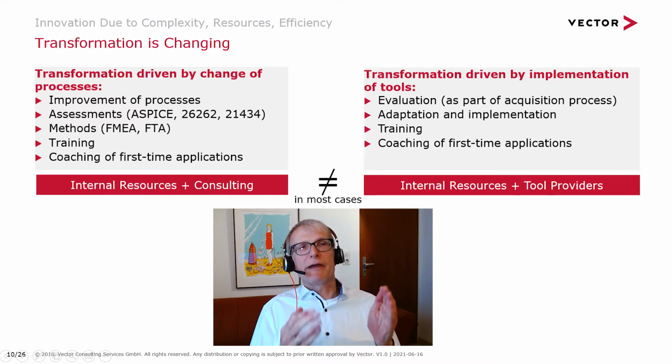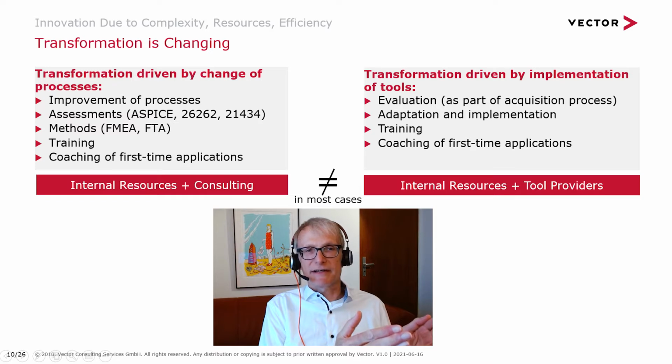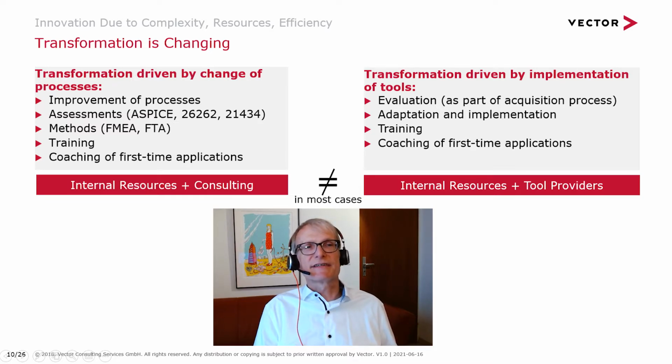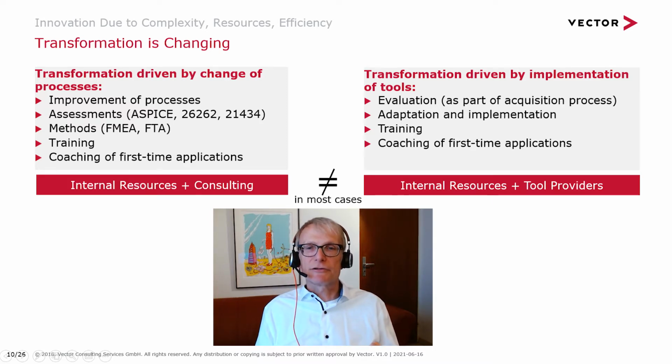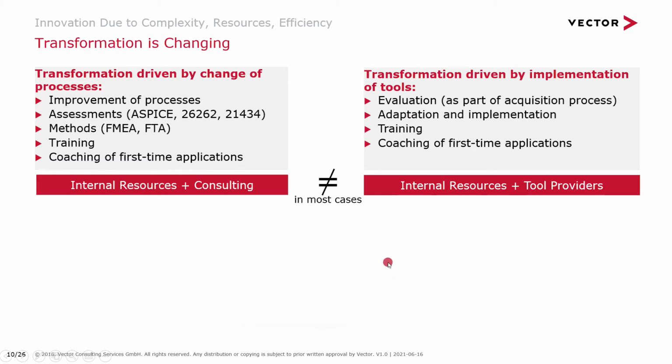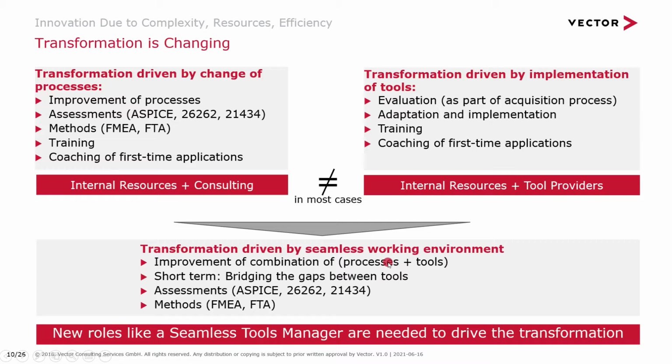So what we have seen in transformation so far is transformation driven by a change of process on the one side: improvement of processes, assessments, methods, trainings. Then we have on the other side seen transformation driven by implementation of tools. We also see that the resources are very often quite different. So this will merge together to a transformation driven by a seamless working environment. We have to improve the combination of process and tools. In order to achieve that, we need a bridging of the gaps between the tools. We also will see assessments, of course. We also see methods, but we need a seamless working environment.